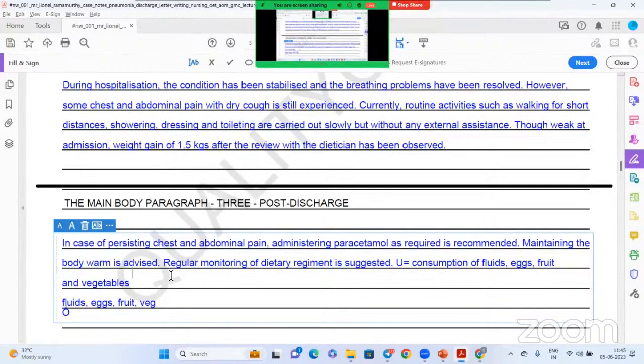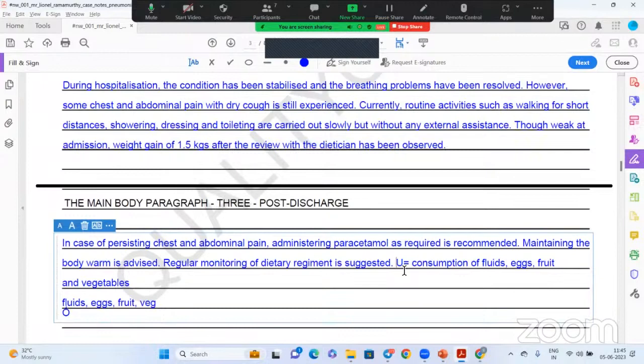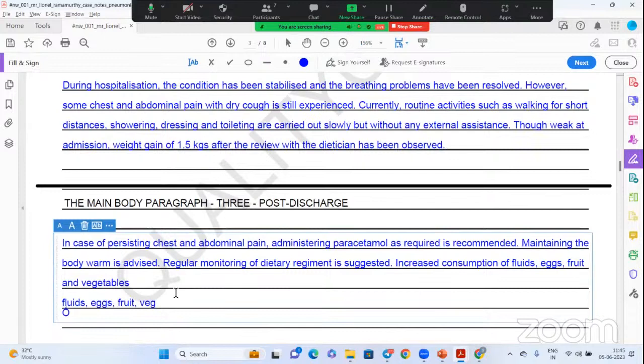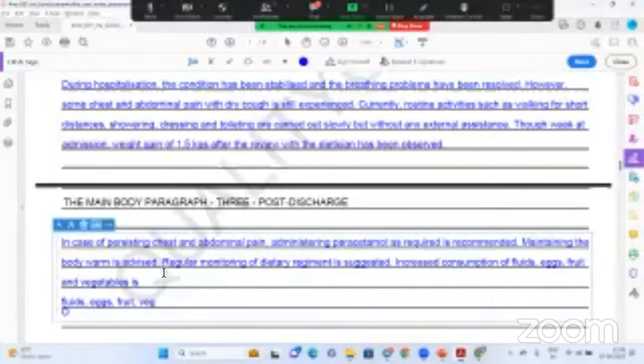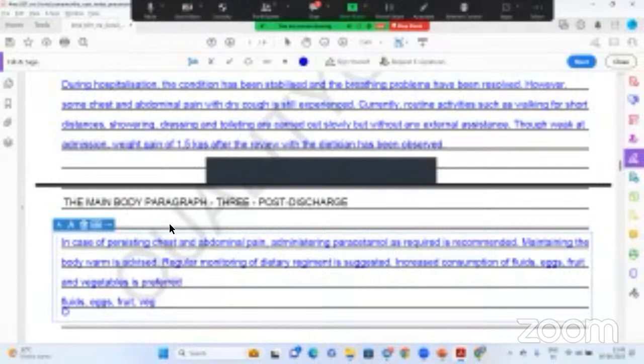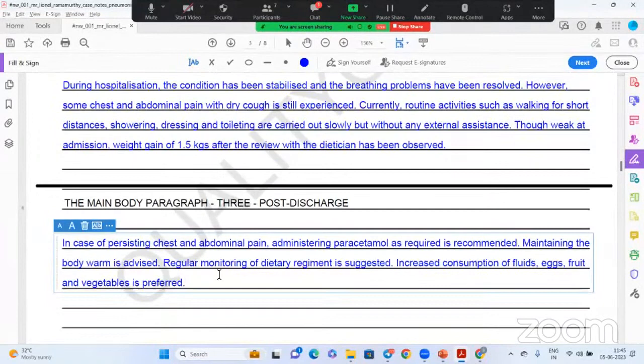Increased consumption of fruits, eggs, and vegetables is recommended, suggested, advised, preferred. Right. So, that is finished. Next, what else?